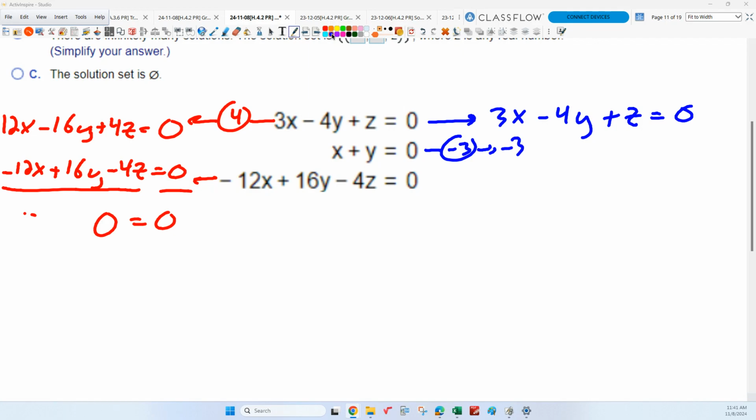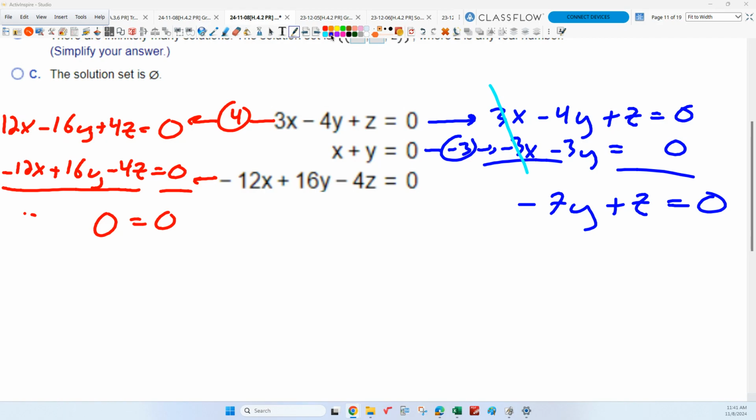That's going to give me negative 3x minus 3y equals 0. I add those up, and the x's cancel, but I end up with the equation negative 7y plus z equals 0. Okay? So when I intersect these two planes, I get the line negative 7y plus z equals 0 in the yz plane. Okay? So what's that telling me?